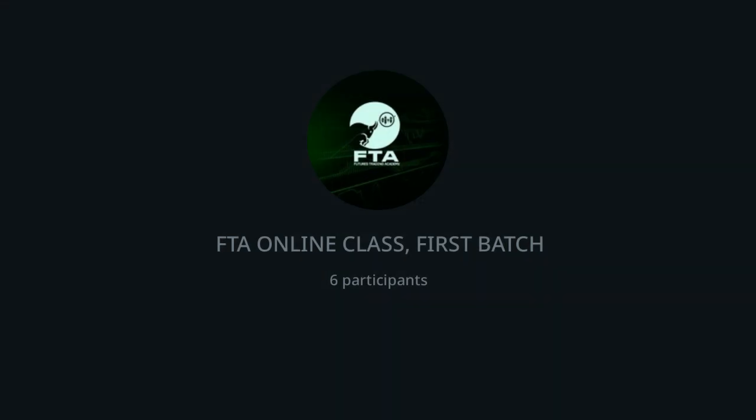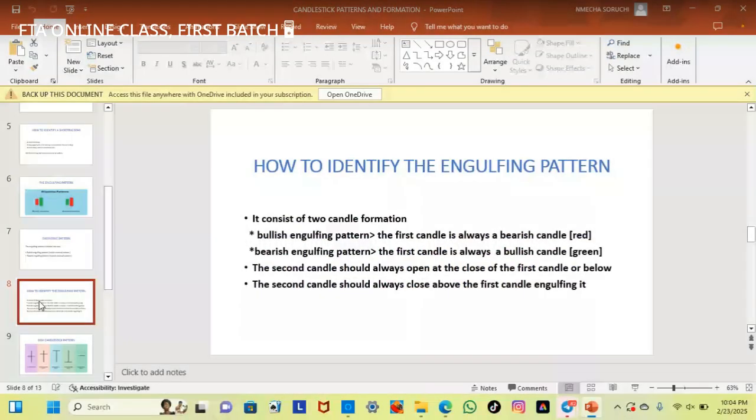Please, as you are writing, take note of this very well. Number one, to identify the engulfing pattern, it consists of two candle formation. So now, how do you identify a bullish engulfing pattern?